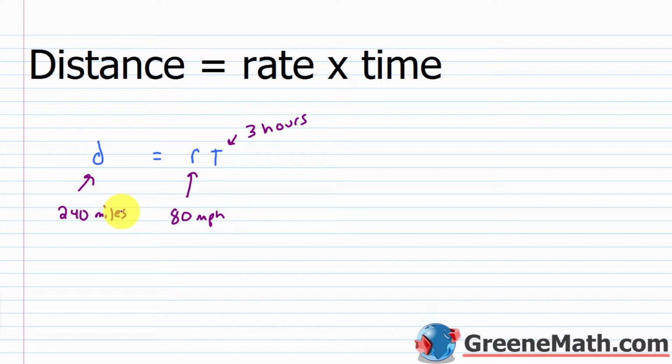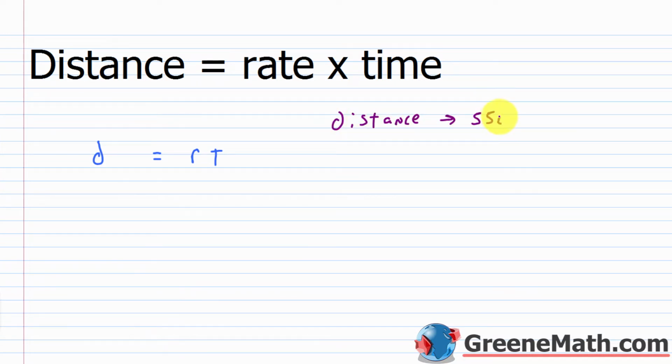But one thing that we can do is manipulate this formula and solve for the rate of speed, or solve for the time traveled. So let's say I came up with a different scenario and I had different inputs. Let's say I gave you a distance that was 550 miles. So that's how far you traveled. And let's say the amount of time it took to go 550 miles was 11 hours. So your time is 11 hours.